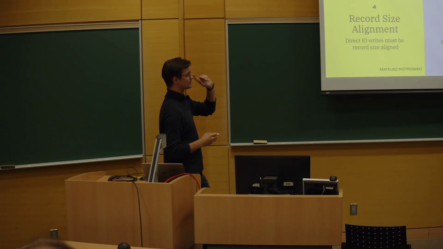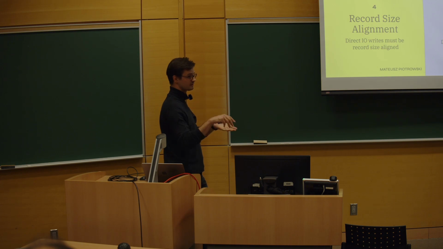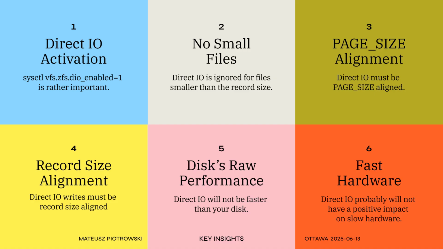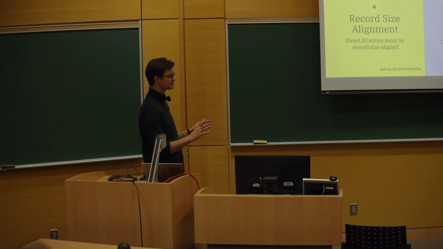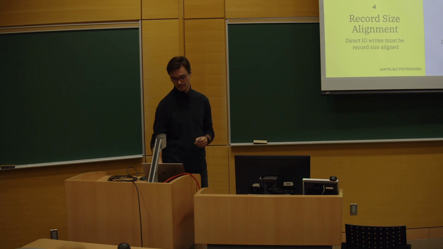Also, disk raw performance: you cannot really go above that with direct I/O. If you're using the buffered path, maybe if you're serving everything from the memory, then you'll have wonderful numbers, right? So you can have a lot better performance with the buffered path. With direct I/O, you are capped at the disk's raw performance. And usually with faster hardware, you are more likely to see benefits of direct I/O, but it's also possible to see it on hard drives.